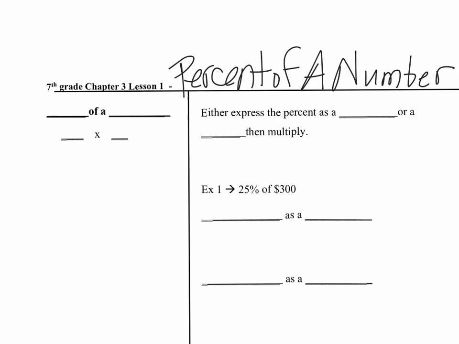With percent of a number, you're multiplying percent of, or times, a number. Percent of a number is your percent times the number.